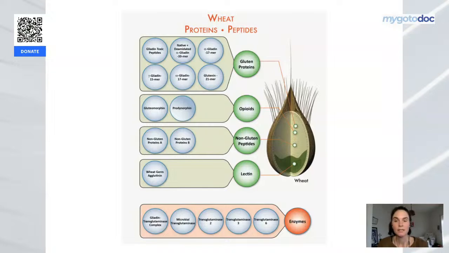So this is actually a lab called Cyrex Lab. And Cyrex Lab have a panel that you can do, and you can test for these different types of non-celiac gluten sensitivity. So if you have an idea that might be the case, this is a good avenue to go down.